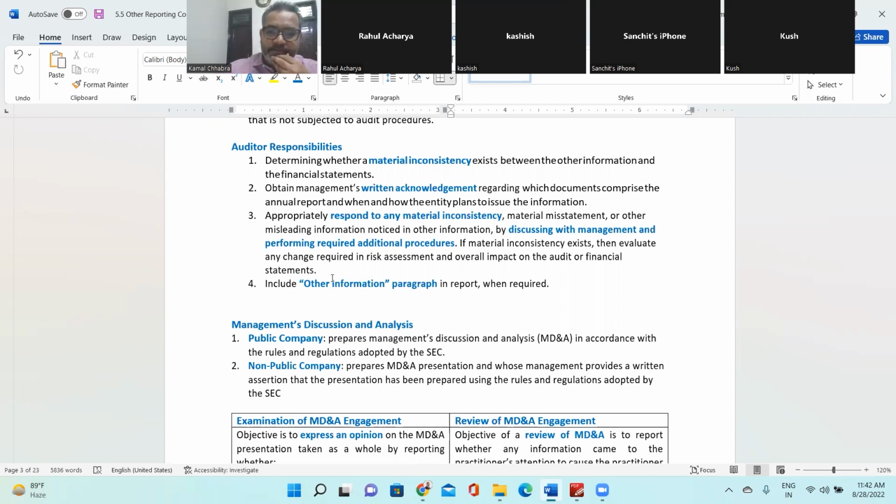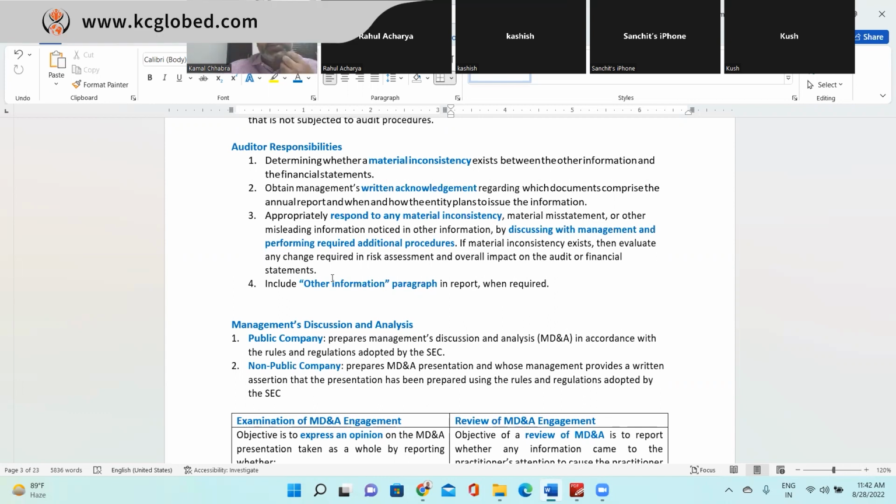Sir, please explain the last one once again. Other information paragraph, yes sir. If there is any material inconsistency noticed between what is mentioned in the financial statements and what is reflected in the other information data, first you will communicate to the management that these are the inconsistencies we have noticed, and request them to update. If they update, then it is fine. If they do not update, then what will you do? You need to mention it in the other information paragraph in your audit report.